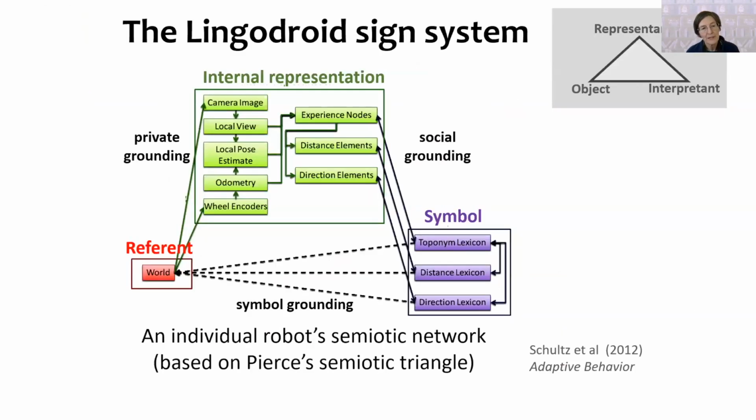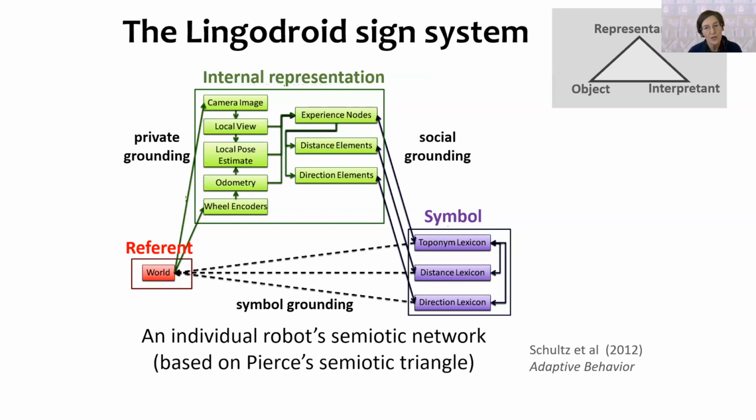All right, so if we try and tie back the Lingodroid sign system, how does it actually represent what's going on? So the referent, or the object, is in the world itself, and the internal representation of the robot is in green. So this is the private grounding. The robot has a camera image, a local view, local pose, odometry, wheel encoders. It's performing SLAM. It looks complicated, but there's something really interesting here.